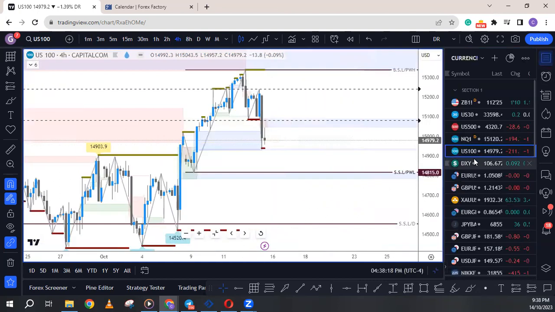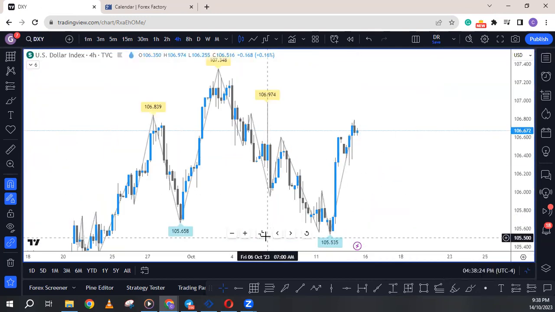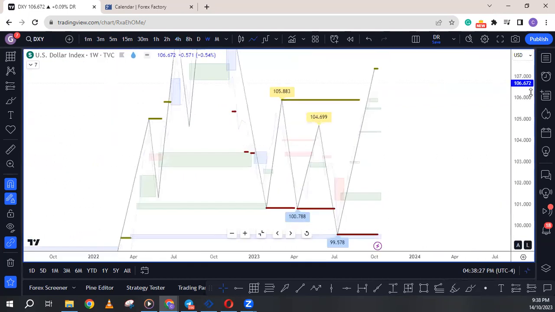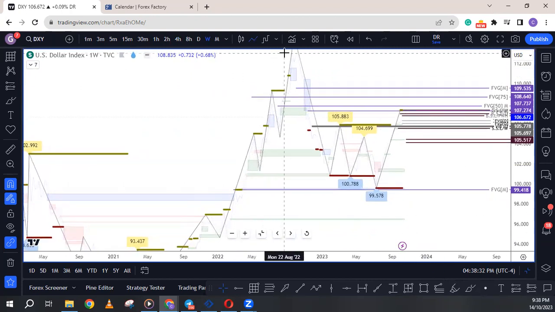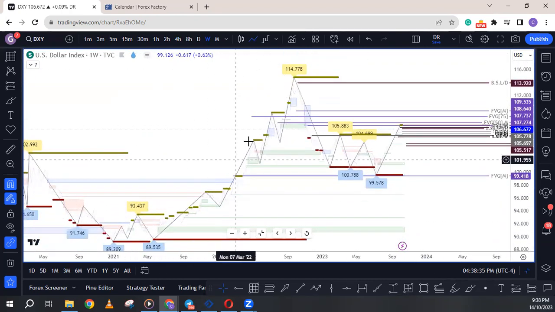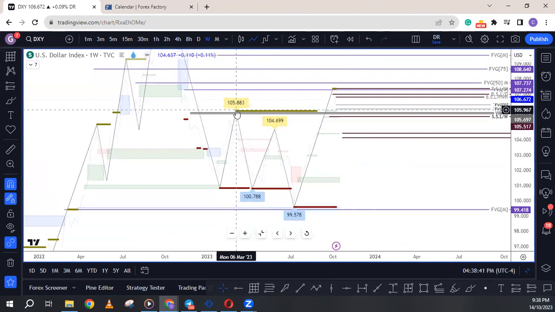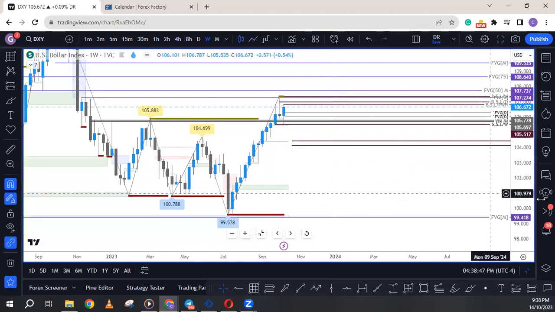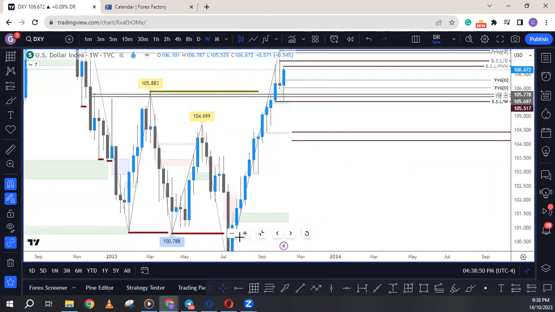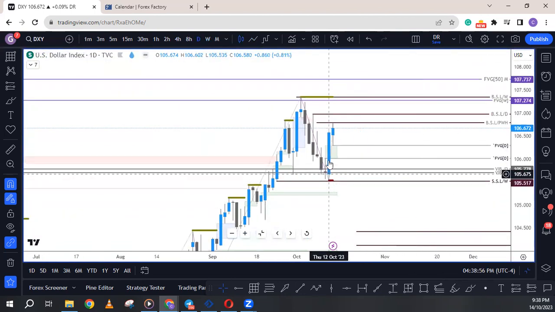The next one we're going to be looking at is the DXY. If we look at it from the weekly, we can see that this pair is bullish. On the weekly, this is the major move and this is a retracement. We can see that price has closed above 105.88. When it retested it, it bounced off there. If we go into the daily setup now, I can see this massive move on Thursday and this on Friday.